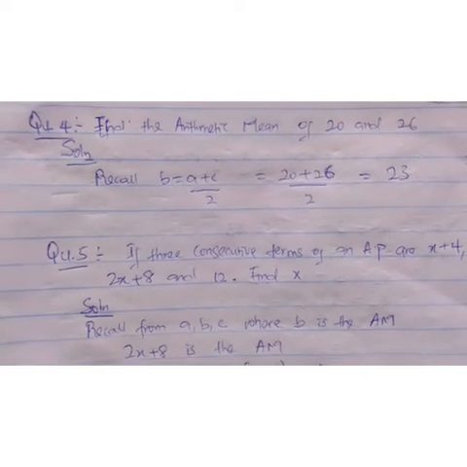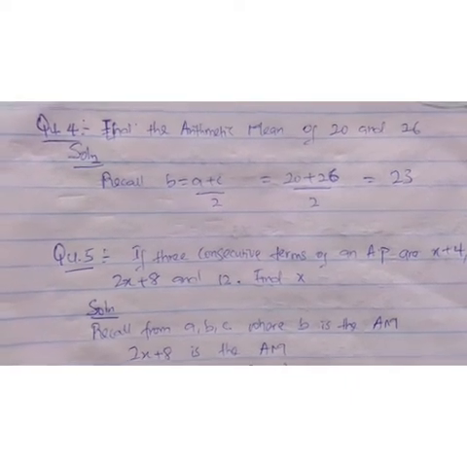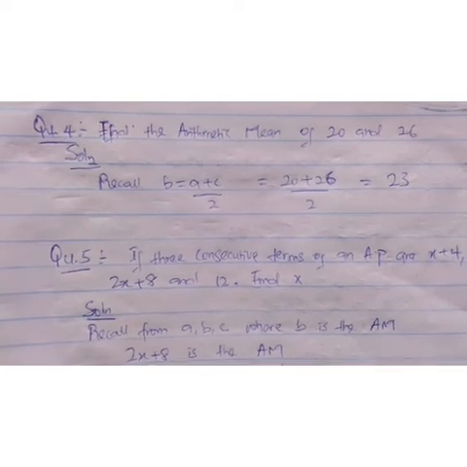Find the arithmetic mean of 20 and 26. Solution. Recall, B = (A + C)/2, where B is the arithmetic mean. Therefore, (20 + 26)/2 = 23.